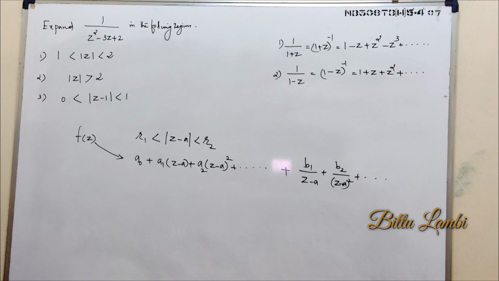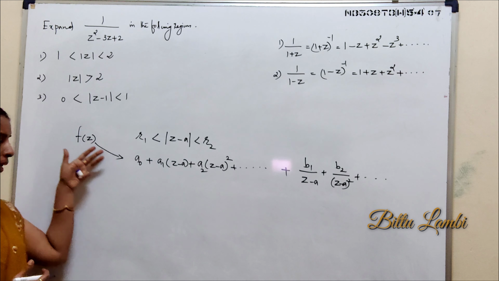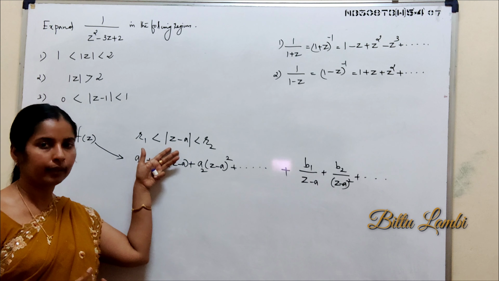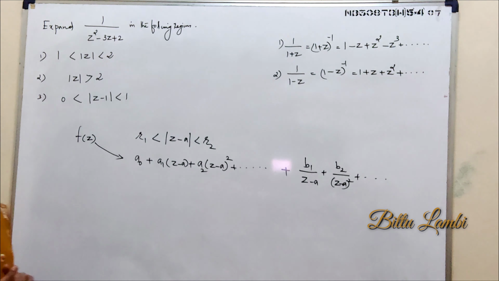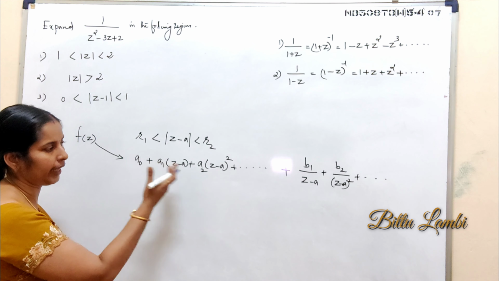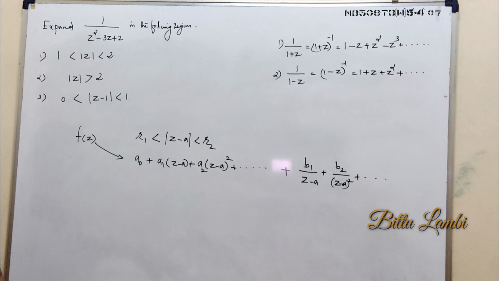See, in the first two questions, it is mod z. So the expansion is in the form of an infinite series containing positive and negative powers of z. See, in the last question, in the last region, it must be in the form of an infinite series containing positive and negative powers of z minus 1. This is the general form of the Laurent series expansion of f of z in this annular region. Here, by the nature of the given function, sometimes some coefficients, that is ai or bi, may be absent.